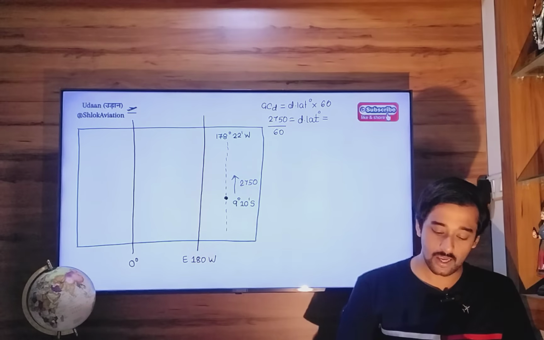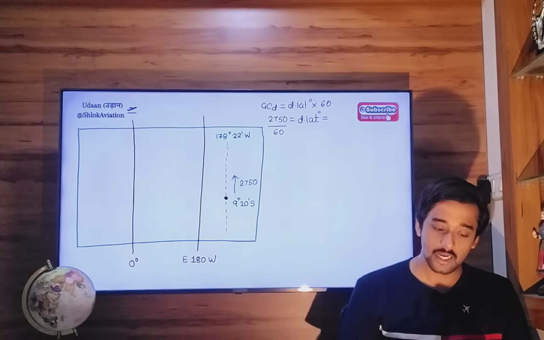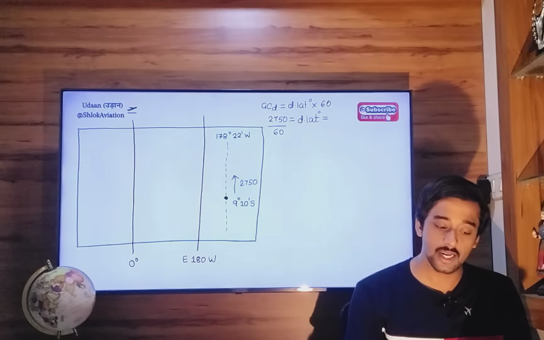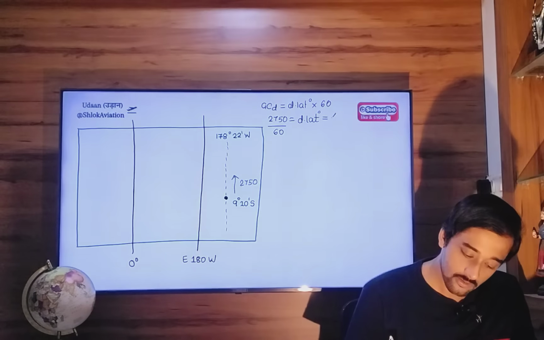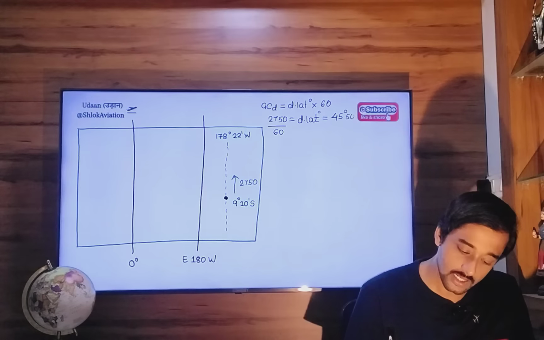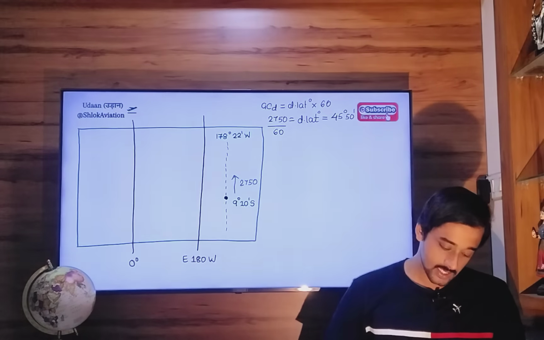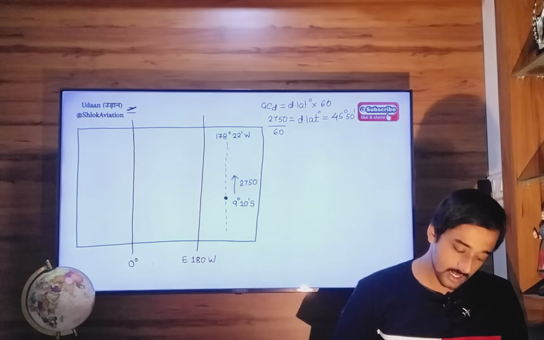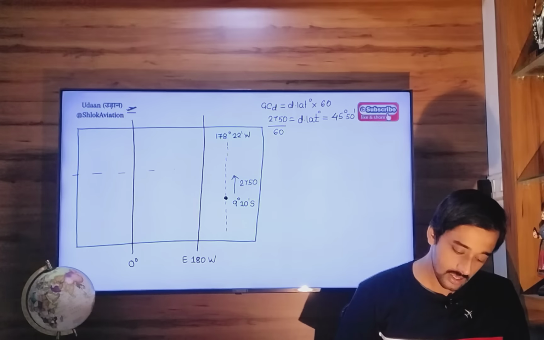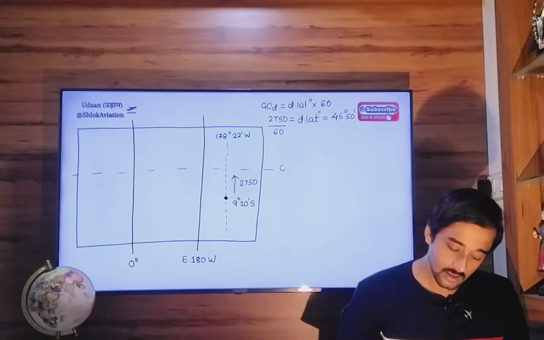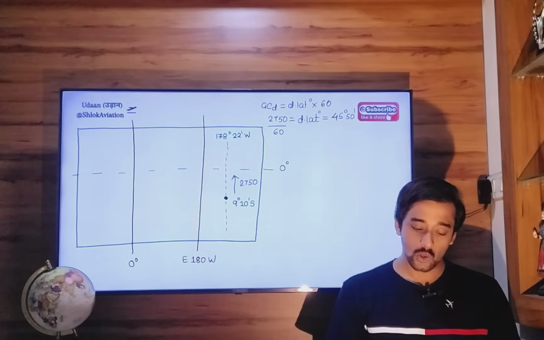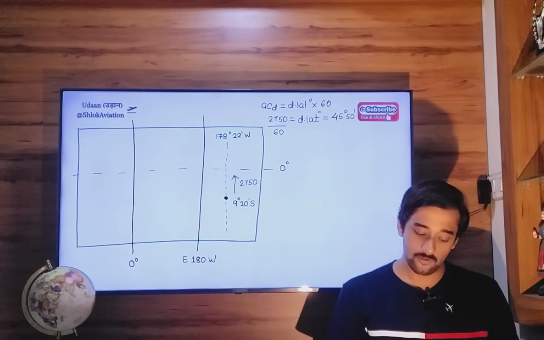So 2750 divided by 60 is 45 degrees 50 minutes. Okay. So your initial latitude is 9 degrees 10 minutes south. Let's say there is this equatorial latitude here. Now your total difference is 45 degrees 50 minutes.